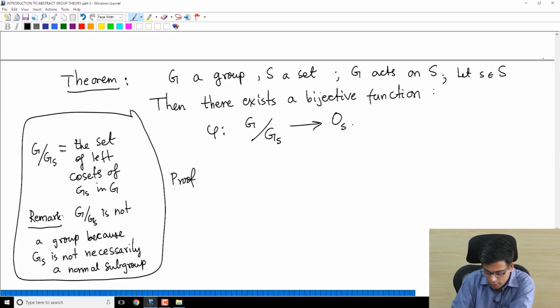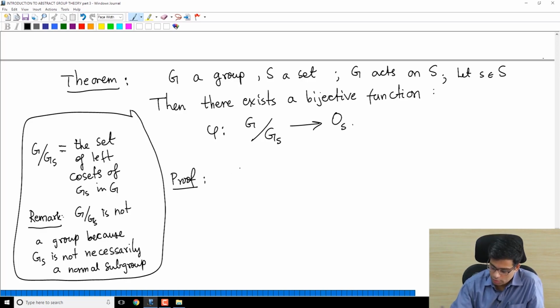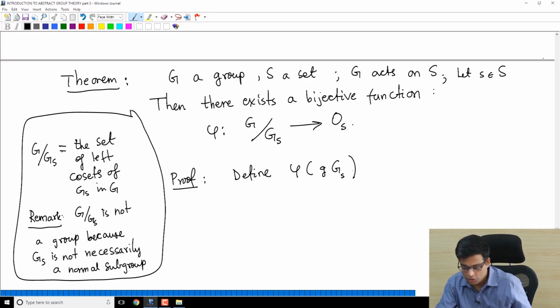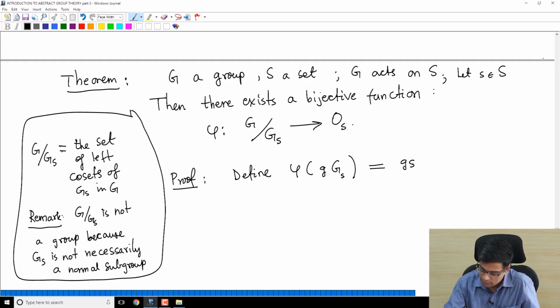So the proof is not difficult at all, with all the setup that we have so far. There is a bijective map from G mod Gs to Os. And actually define, so this should also be part of the theorem. Define phi of, what is a left coset? It is of the form g times Gs, right? G mod Gs is the set of left cosets. So it is small g times capital Gs. Define this to be gs, right? This is of course in the orbit.